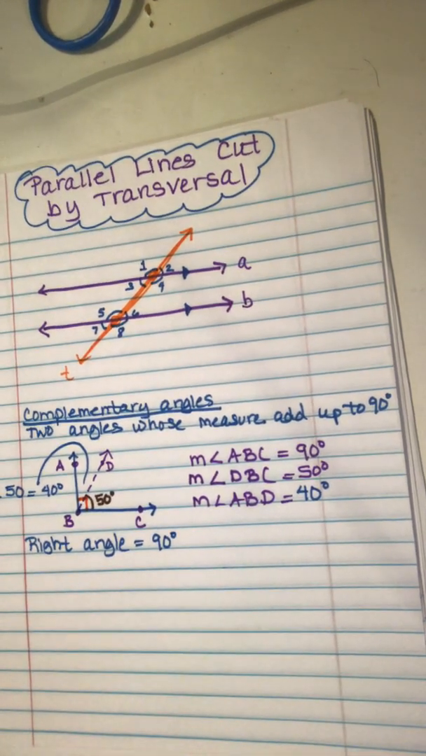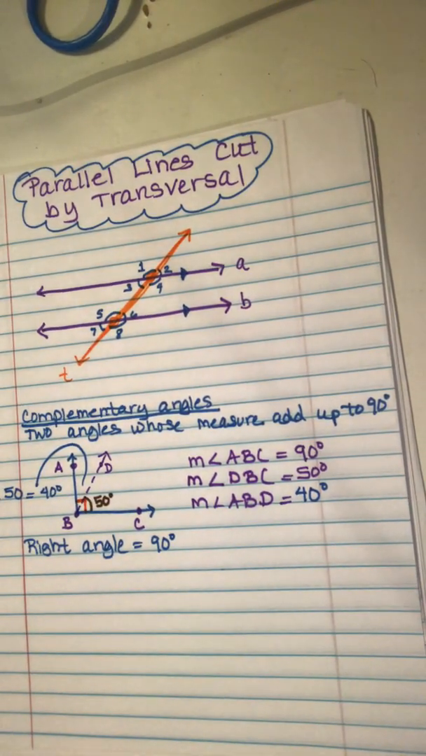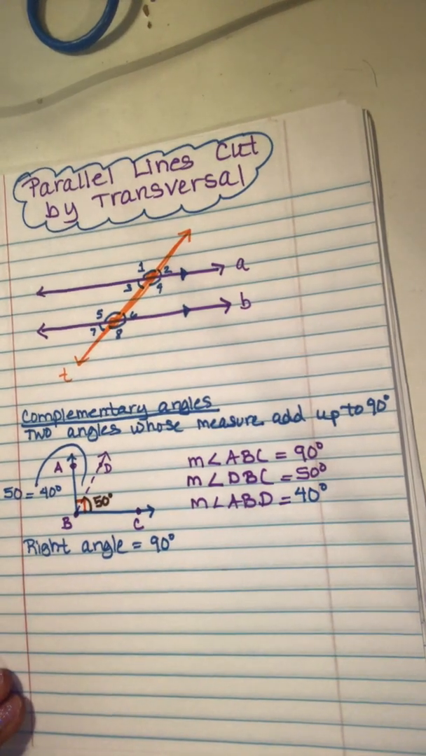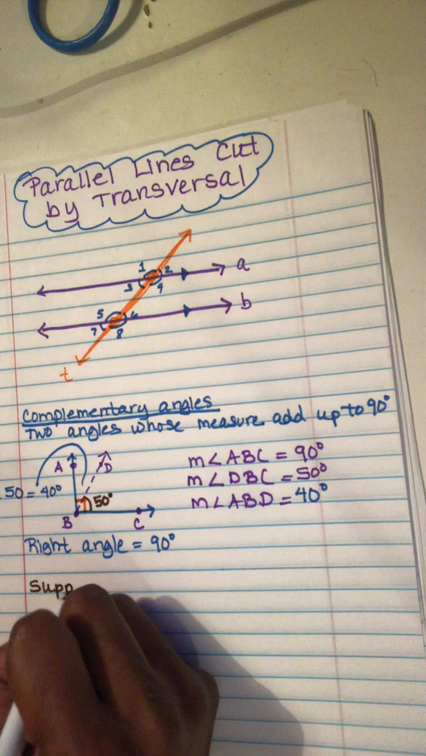Okay, so we're going to use the same concept, but now we're going to talk about supplementary angles. Okay, so let me see. I'm going to use the brown color. All right, so complementary angles are two angles whose measures equal 90 degrees. Let's talk about supplementary angles.